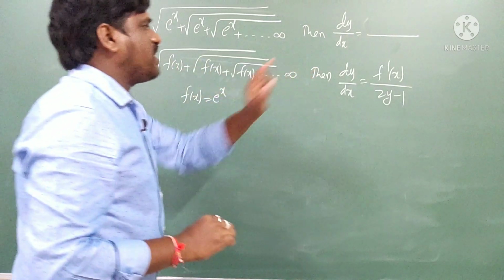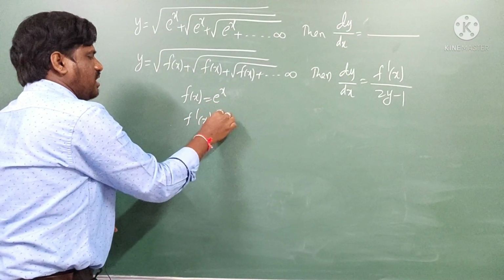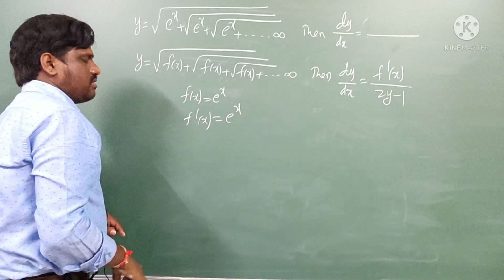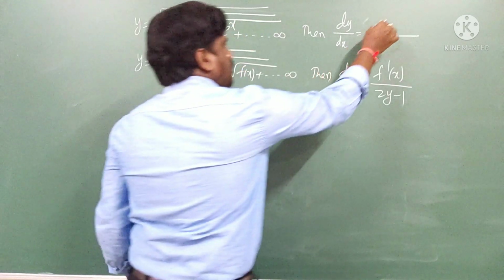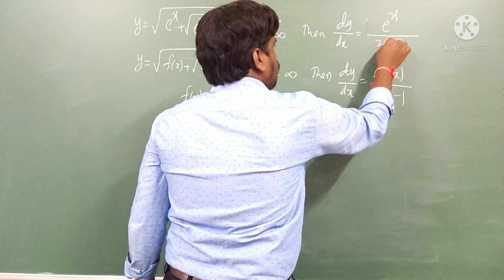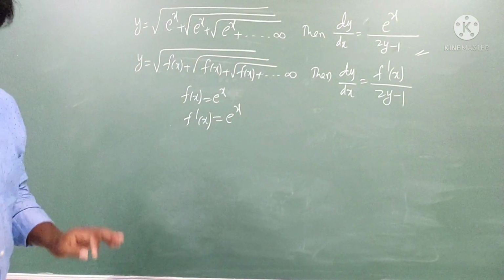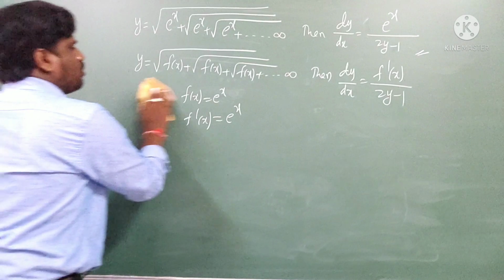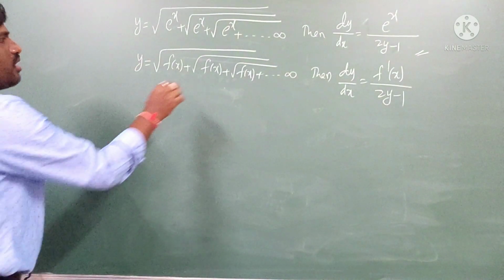So f dash of x will be the differentiation of f of x. The differentiation of e power x is e power x. So f dash of x is e power x. So substitute there, and you get e power x upon 2y minus 1. This is the answer. Very simple and easy. So such questions can be solved using this. How did you get this formula?